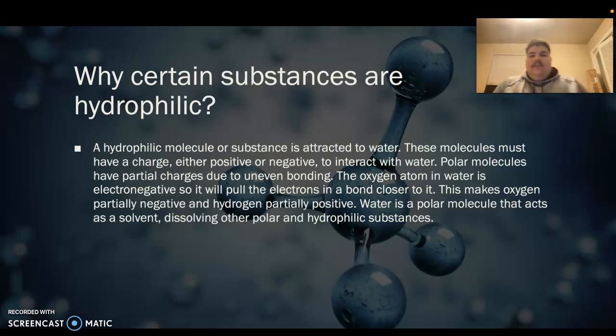Why certain substances are hydrophilic. A hydrophilic molecule or substance is attracted to water. These molecules must have a charge, either positive or negative, to interact with water. Polar molecules have partial charges due to uneven bonding.